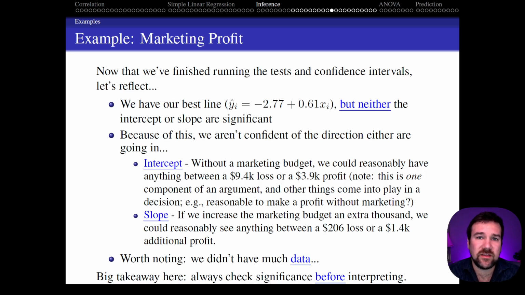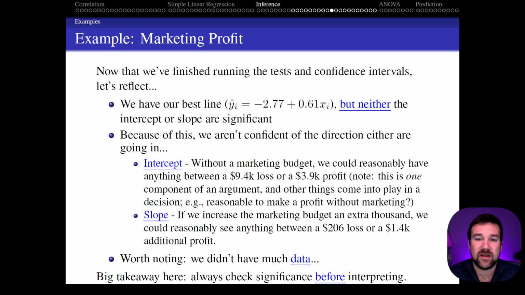Someone who doesn't understand this might think that I do expect to see that pattern in the population, when again, my hypothesis test says no. There's not enough evidence to know that there's any pattern at all in the population based on this sample data. So for me, the conclusion is I checked the significance before my interpretation.